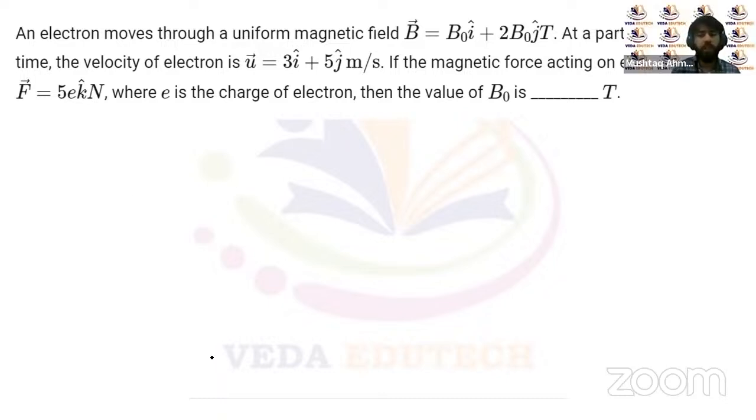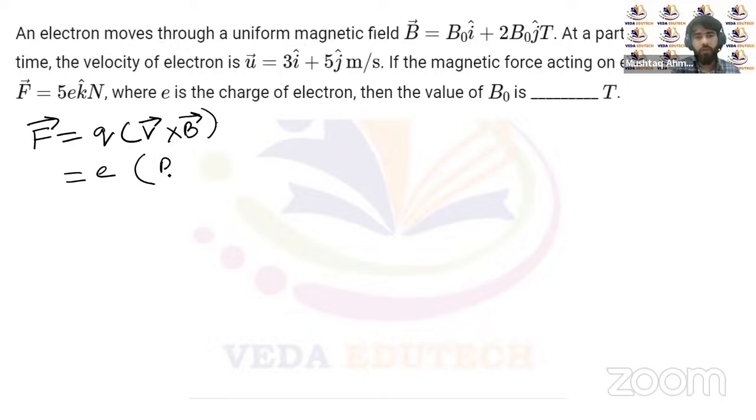We know the total magnetic force is q v cross B. QV cross B is the total magnetic force. Now the charge here is the electronic charge, so e times v cross B. We'll write B as B naught i cap plus 2 B naught j cap.